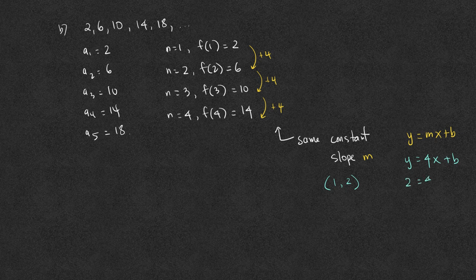So this is 2 equals 4 times 1 plus b. 2 equals 4 plus b. So b equals 2 minus 4, which is negative 2. The equation we're looking for is y equals 4x minus 2.